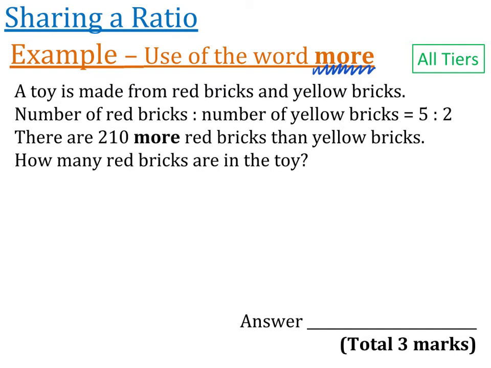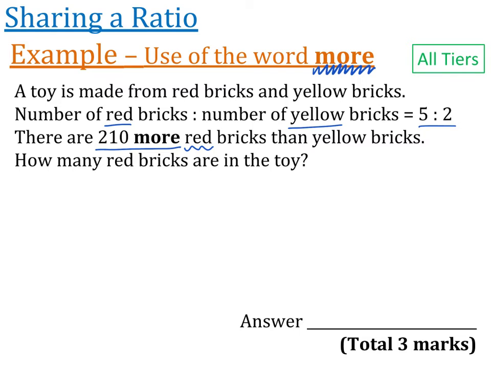A toy is made from red bricks and yellow bricks. The number of red bricks to the number of yellow bricks is 5 to 2. That's going to be our ratio right there. Red to yellow is 5 to 2. There are 210 more red bricks than yellow ones. How many red bricks are in the toy?